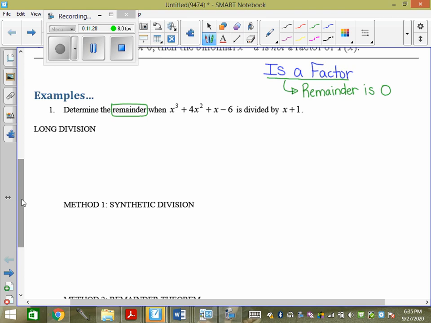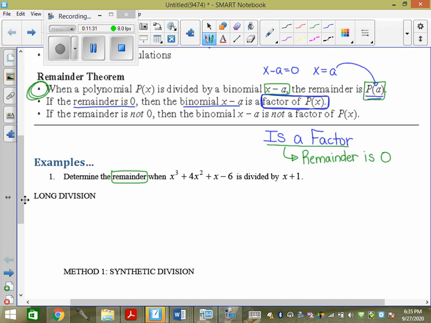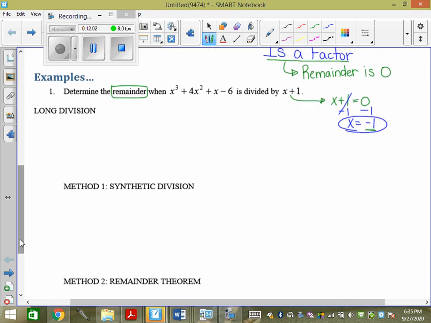So I told you that we can't just directly fill in the factor. We have to fill in when we solve for the factor. So I'm going to go over here, x plus 1 equals 0, and then I need to solve for x. I'm going to subtract 1, x equals negative 1. So to find the remainder using remainder theorem, I'm literally going to find p of negative 1. Down here I'm going to write my polynomial out, so I have it. p of x equals x cubed plus 4x squared plus x minus 6, and then I have x equals negative 1.